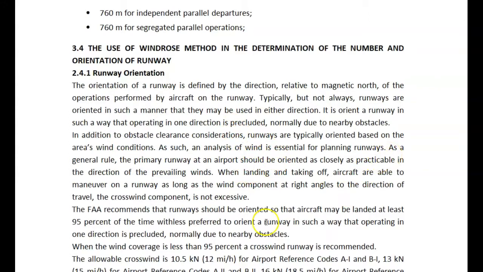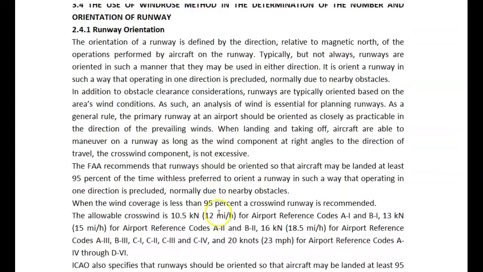As a general rule, the primary runway at an airport should be oriented as closely as practicable in the direction of the prevailing wind. Landing and taking off aircraft are able to maneuver on a runway as long as the wind component at right angle to the direction of travel, the crosswind component, is not excessive. So most times we should be conscious of the crosswind component for aircraft. We must make sure that the crosswind is not excessive because it could affect the operation of the aircraft.